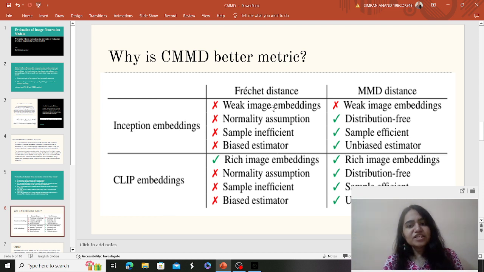If you say Fréchet Inception Distance and remove the Fréchet part and the distance part, you're left with inception, and you're left with the CLIP embeddings. So the embeddings used for FID are inception embeddings, and the embeddings for CMMD are CLIP embeddings. CMMD is nothing but CLIP embeddings for MMD. We will come to what MMD is. MMD is maximum mean discrepancy. Okay, so that is the MMD metric.